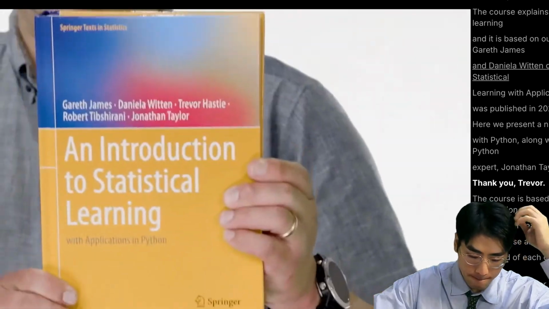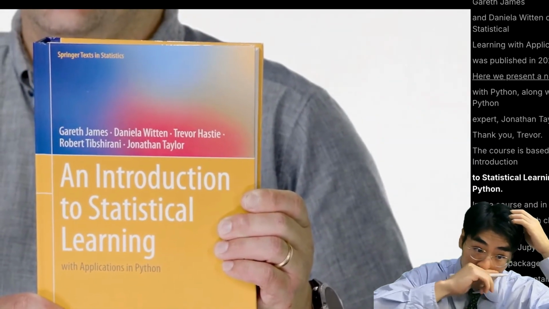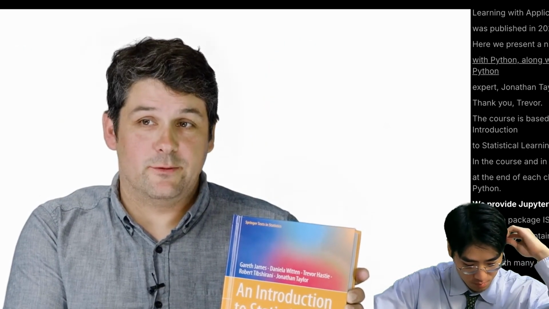Here we present a new course, Statistical Learning with Python, along with our new co-author and Python expert, Jonathan Taylor. Thank you, Trevor. The course is based on our new book, An Introduction to Statistical Learning with Applications in Python. In the course and in the book, all the labs at the end of each chapter are implemented in Python. We provide Jupyter Python notebooks, as well as the Python package ISLP. The package contains all the datasets used in the book, along with many new and useful tools for statistical modeling.